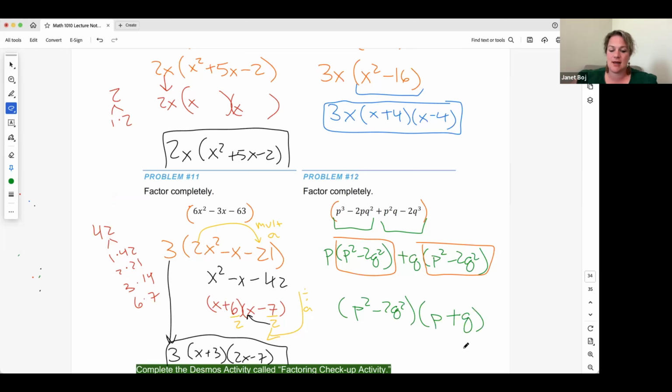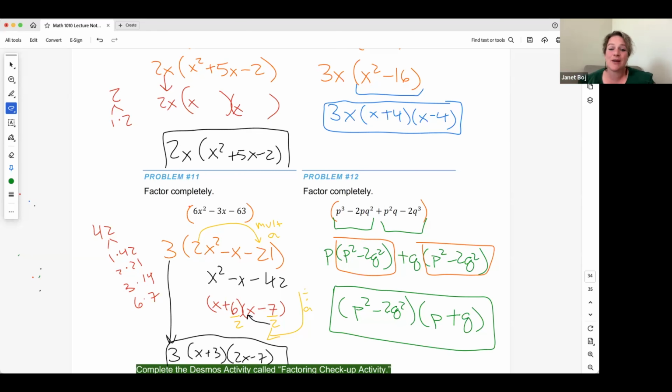Now, am I done? I'm so tempted to think this is the difference of squares. P squared minus q squared. That's p plus q, p minus q. Yes. No. There is a 2 in front of the q squared, and you cannot take the square root without running into decimal issues. So that's it. You are fully factored.